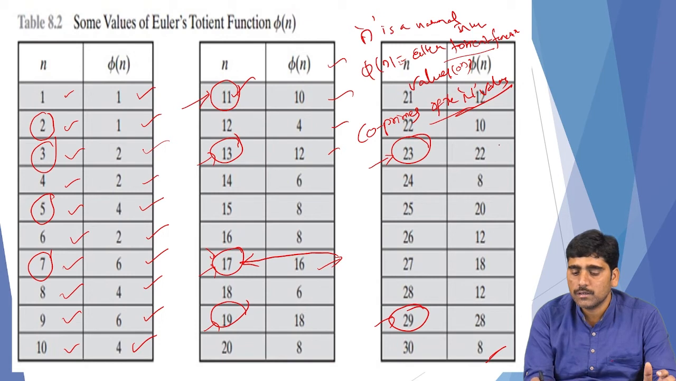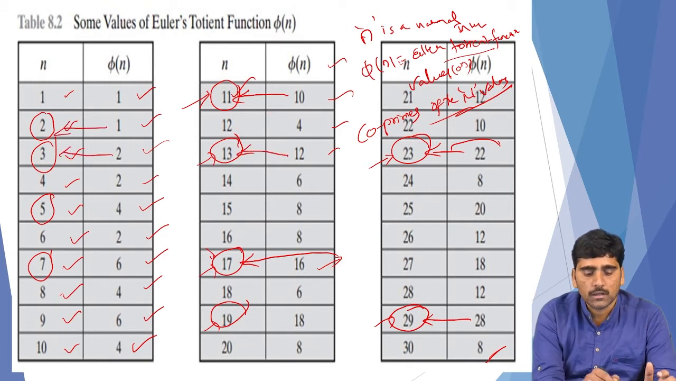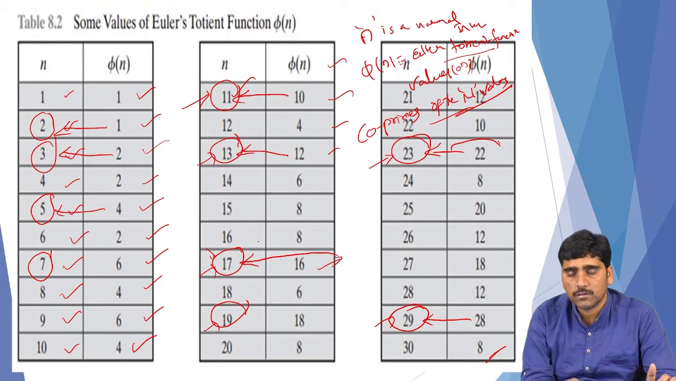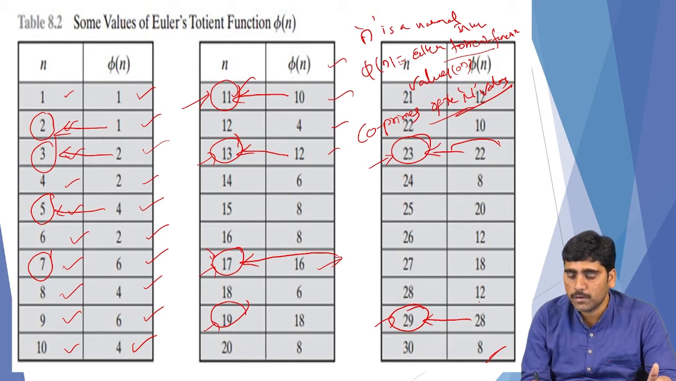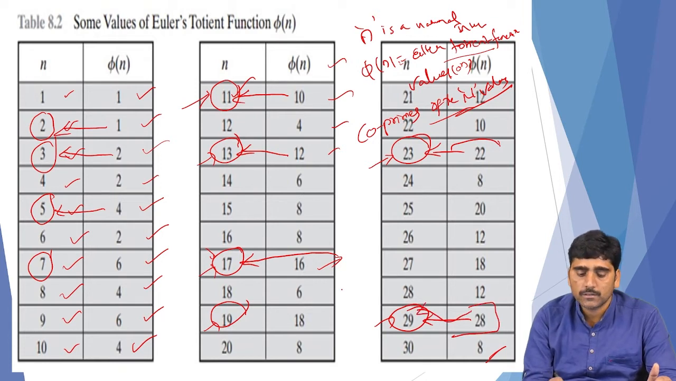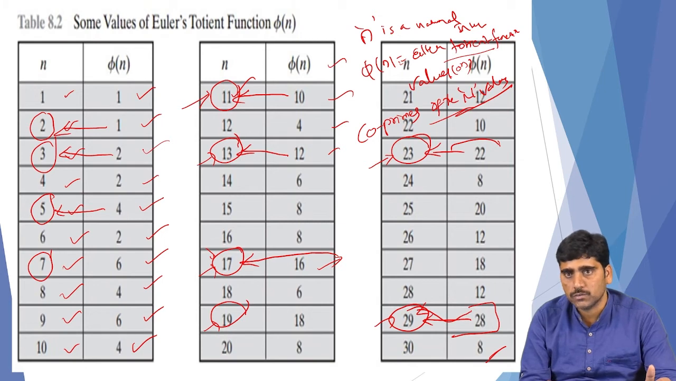Similarly, for 23, the last number is 22. For 29 also, the last number is 28. Similarly 11, similarly 13. You have to observe this carefully, because for the prime integers, all the numbers up to the last one are coprime to the natural number. So this is the way you can find the Euler totient function values, or the coprimes to this natural integer.